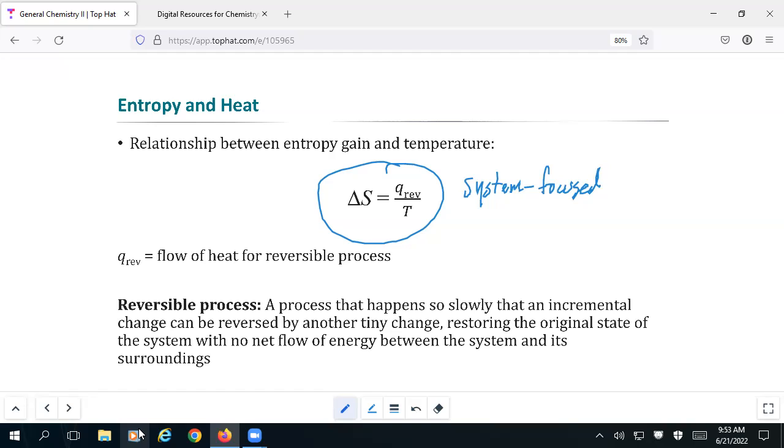If I'm looking at the melting point of benzene, that's still a system-focused approach. How much heat do I need to put into the benzene to melt it, divided by the temperature that I melted it at, would give us the entropy change. And obviously, if it's an endothermic process, we're going to see a net increase in entropy because we're adding disorder to the system by adding energy to the system. And if it was an exothermic process, delta S would be negative because we're taking heat out of it.